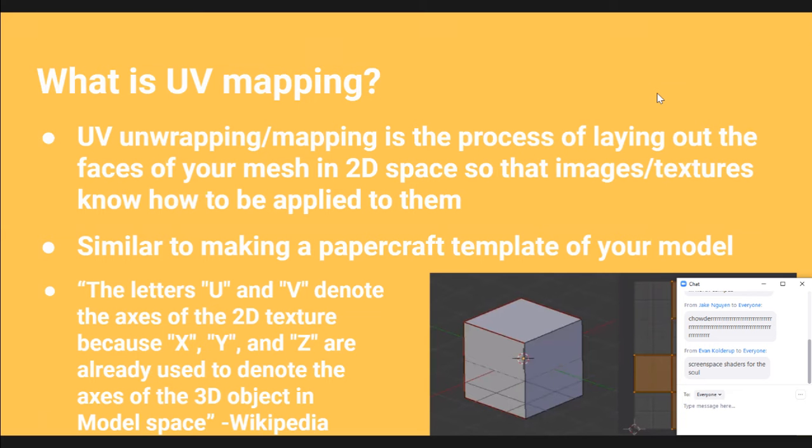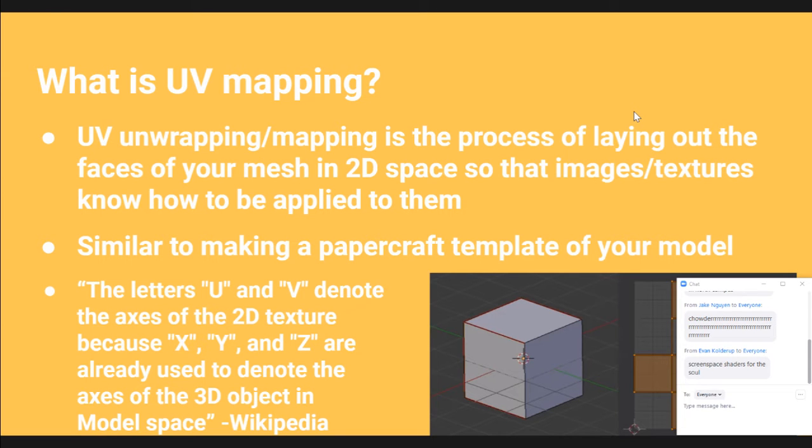So anyways, what is UV mapping? UV mapping, or unwrapping as you'll sometimes hear it called, is the process of laying out the faces of your mesh in a 2D space so that images and textures map cleanly onto it, hence the name. It's very similar to making a papercraft template of your model. And just because I know some people might be curious, U and V are actually the axes of the 2D texture. That's because X, Y and Z are 3D space. U and V are local to the surface of the model, if that makes sense.